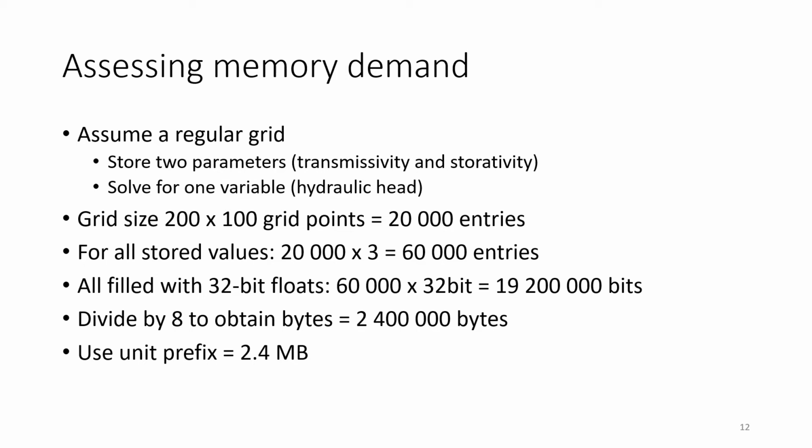Now we have all these 3 parameters or variables having a 32-bit float associated with them. Doesn't matter if it's integer or float, but it is a float. So let's keep it like this. We have the 60,000 entries. Each entry is 32 bits long, which results in 1.92 million bits. Now I can divide it by 8 to come up to the bytes, which results in 240,000 bytes, which is nothing else than 0.24 megabytes.